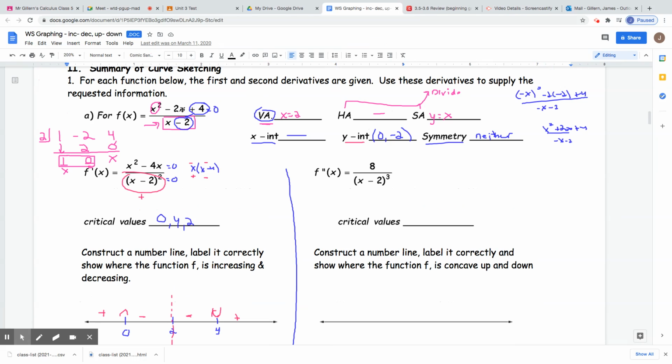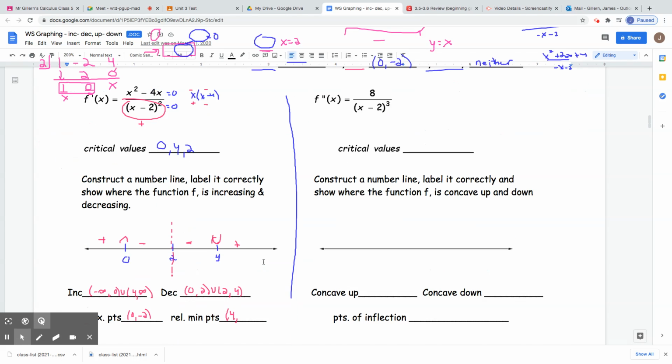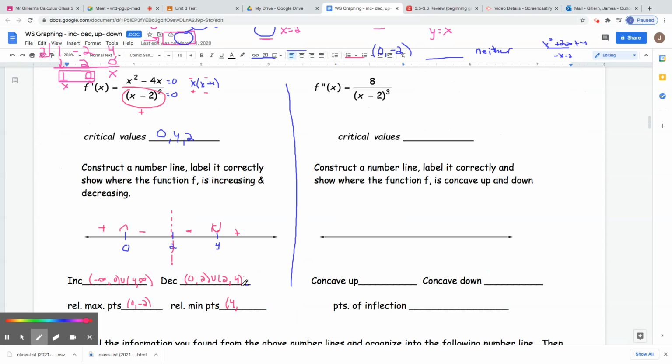So 4 squared, 16. 16 minus 8 is 8. 8 plus 4 is 12. 4 minus 2 is 2. 12 divided by 2 is 6. So I get 4 comma 6 as a relative min.